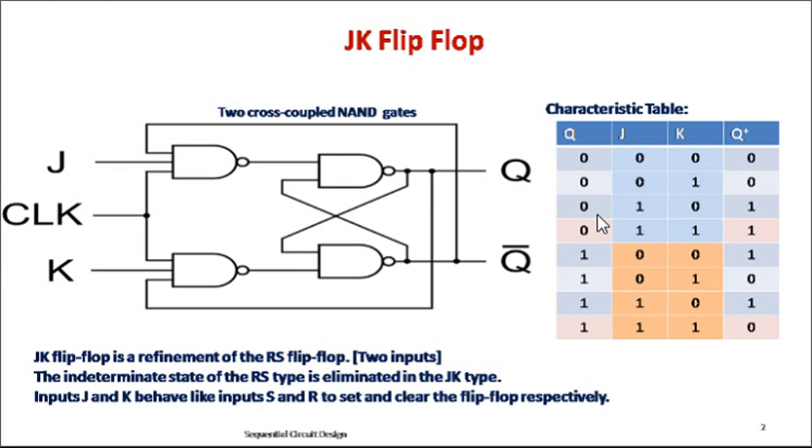So what is the condition in the SR flip flop? Whenever S is equal to 1 and R is equal to 1, the output is inhibited, a prohibited state. This was overcome in the JK by making this type of cross connection, and the output is nothing but the complement.